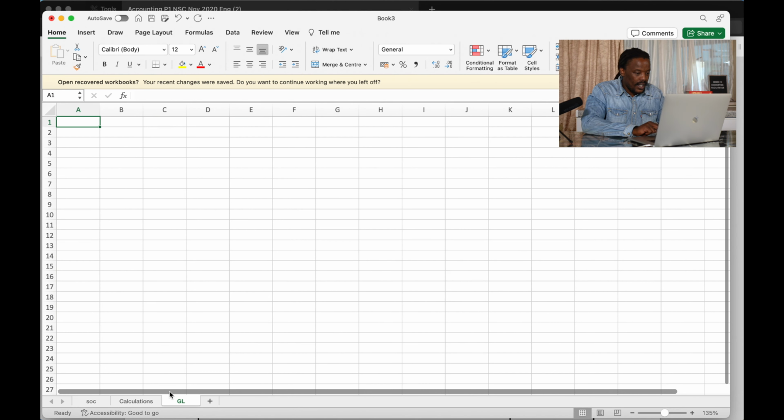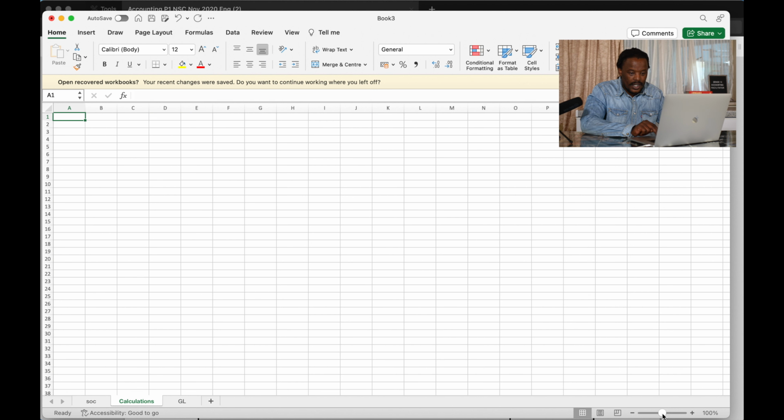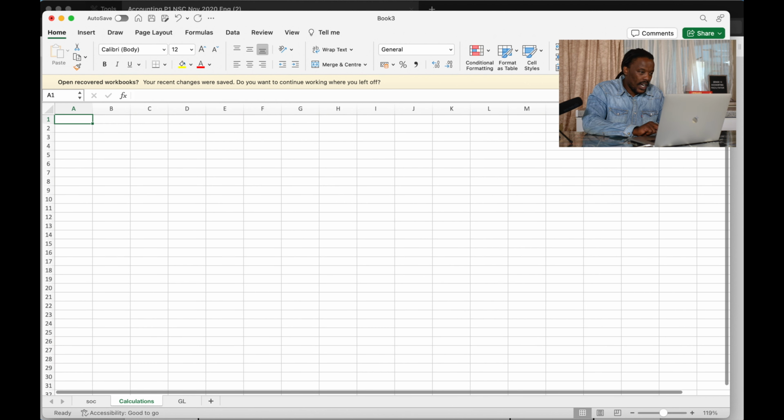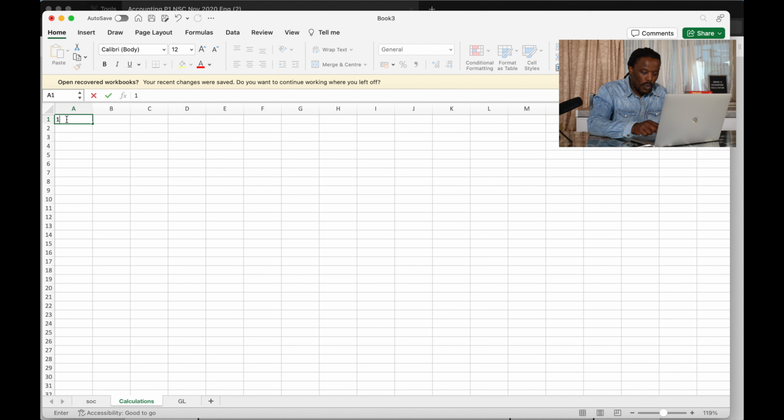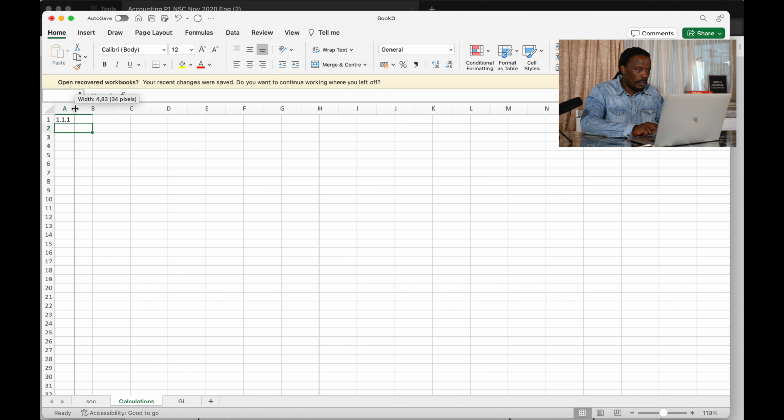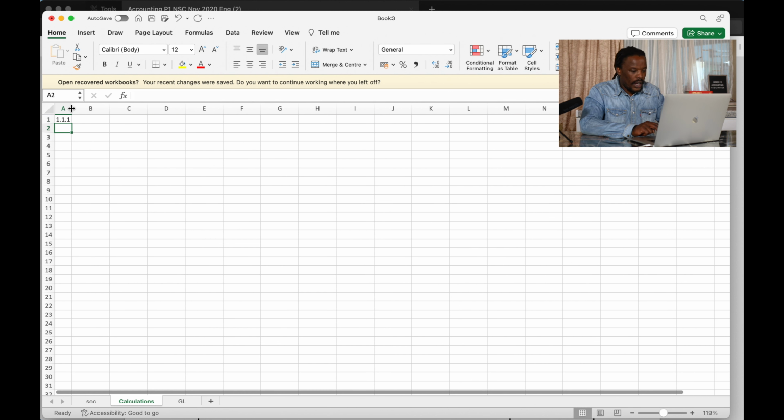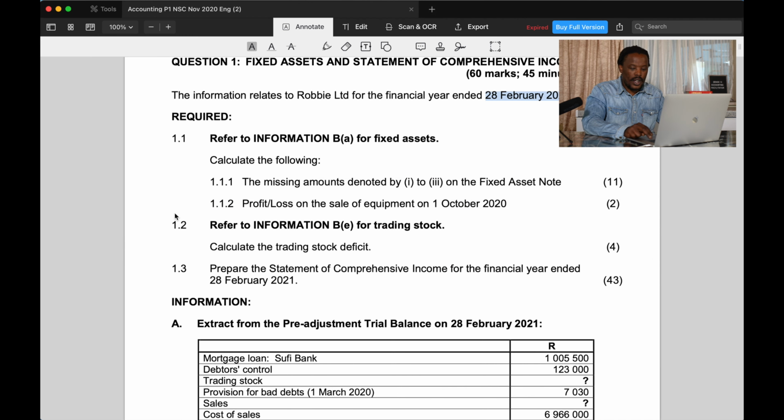Let me increase the font so that everyone sees nicely. And then also on calculations, let me increase the font. Now on calculations, we have 1.1.1. And then what was the question? Let's look at the questions now, because at least we've done our statement of comprehensive income in full. Now 1.1: the missing amounts denoted by Roman figures 1 to 3.